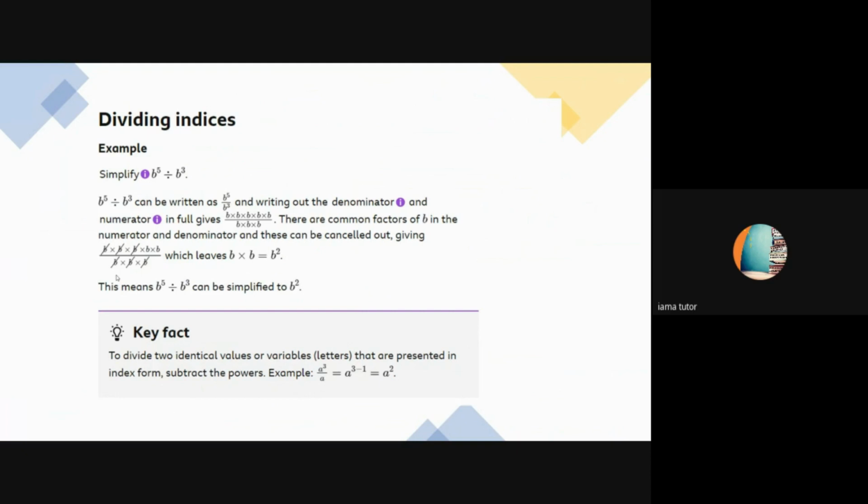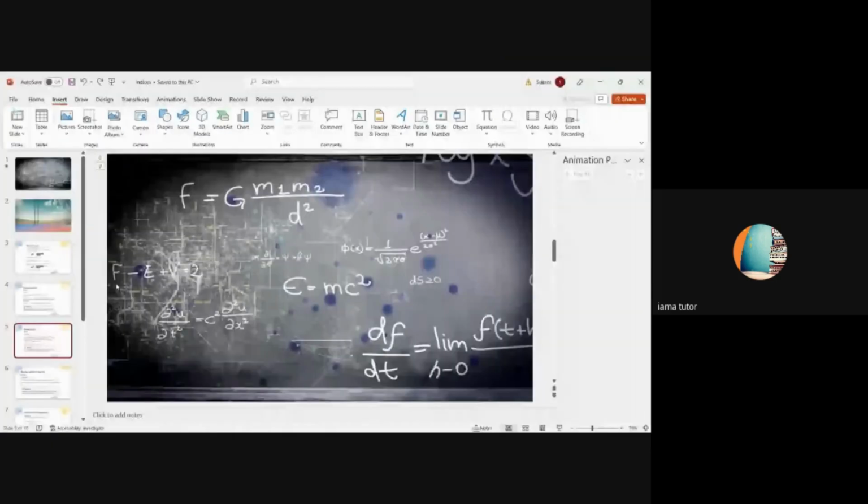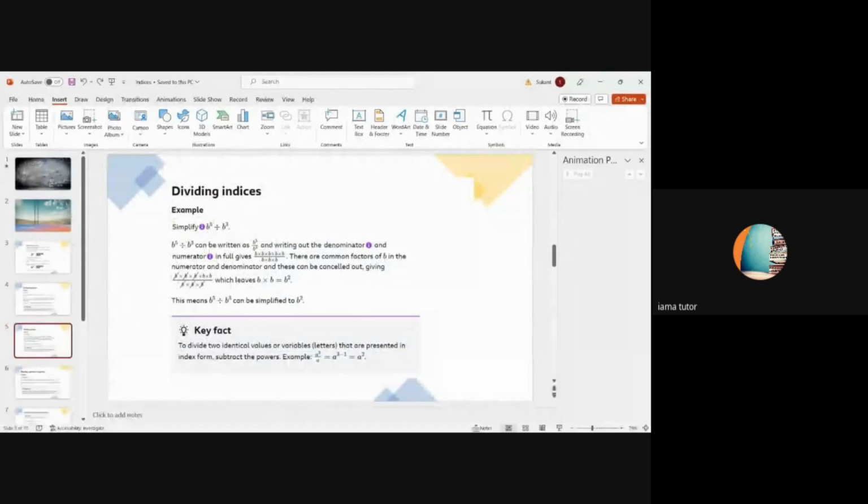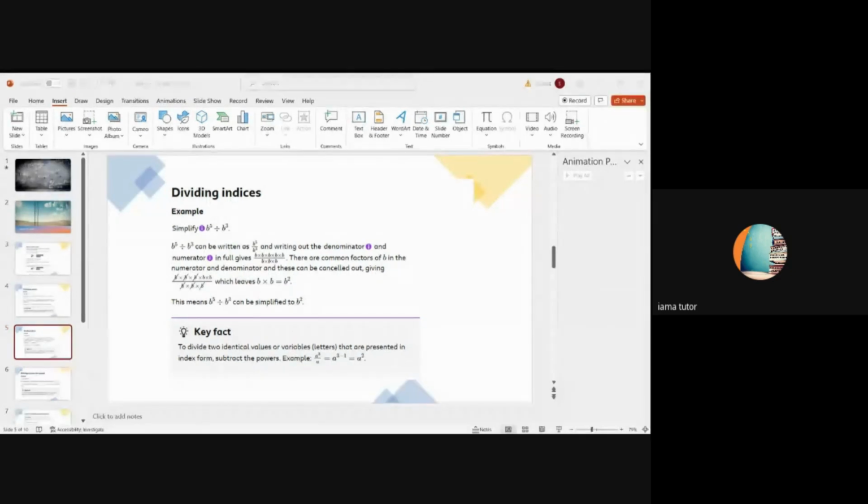If the question had been, let's say, b power 5 divided by a power 3, then you won't be able to do the question. You won't be able to solve it. Okay, perfect.